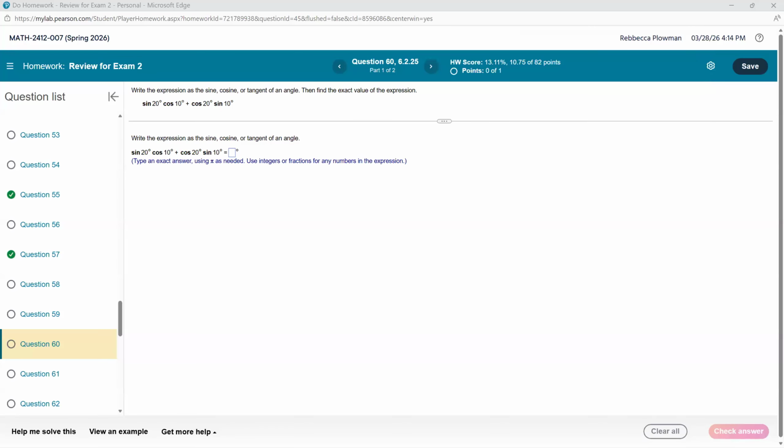So we got sine of 20 degrees, cosine of 10 degrees. Also remember this could be in radians as well. Cosine of 20 degrees, sine of 10 degrees. So you can look at this as alpha and beta. So sine alpha, cosine beta, cosine alpha, sine beta.